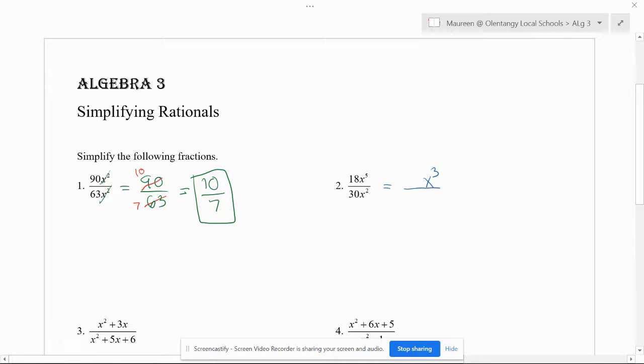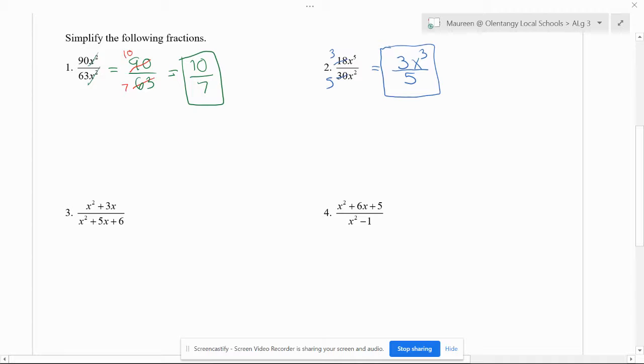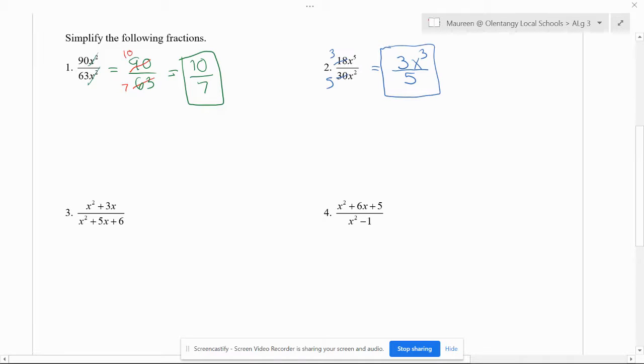And if we think about our numbers, 18 and 30 are both divisible by 6. So I would have 3 and 5. So 3x to the third over 5 is my simplified fraction. So when we have more than just monomials in our rational expressions, we are going to have to think about factoring in order to be able to reduce our fractions.